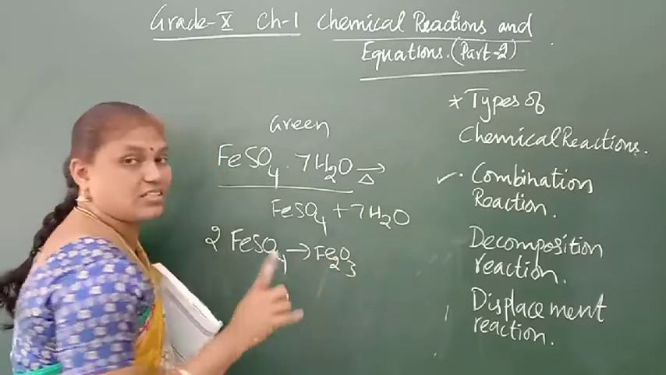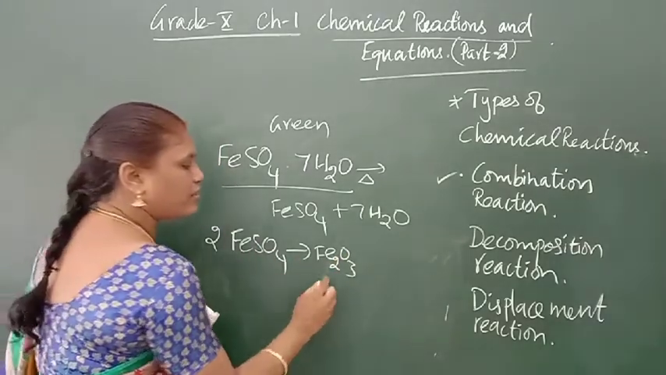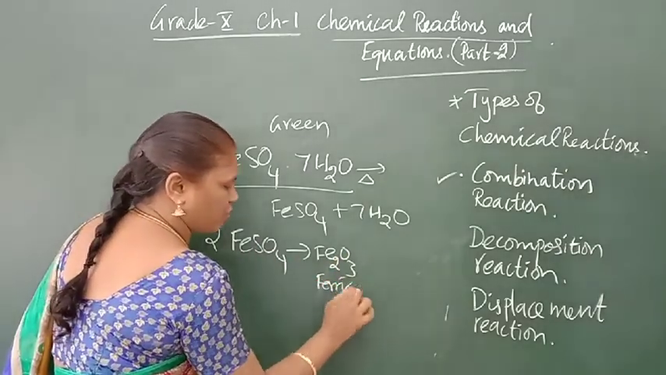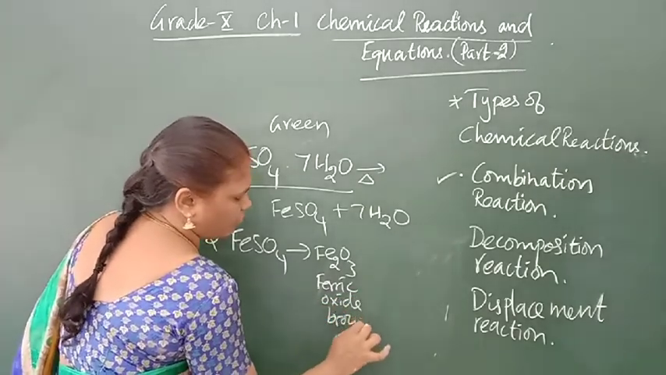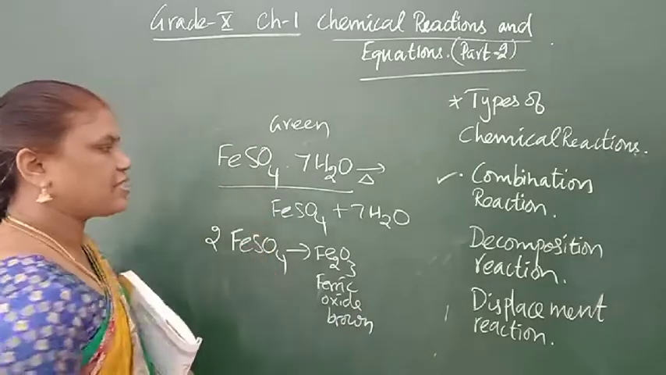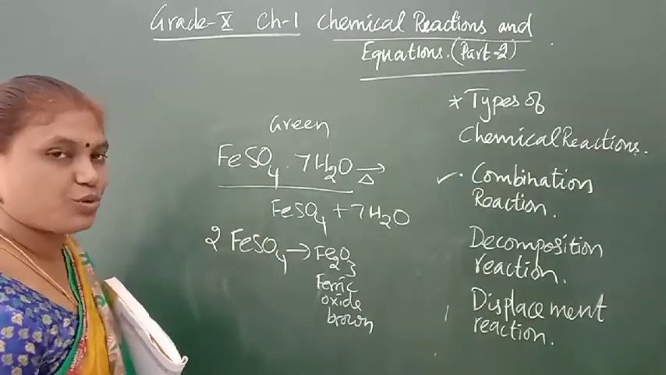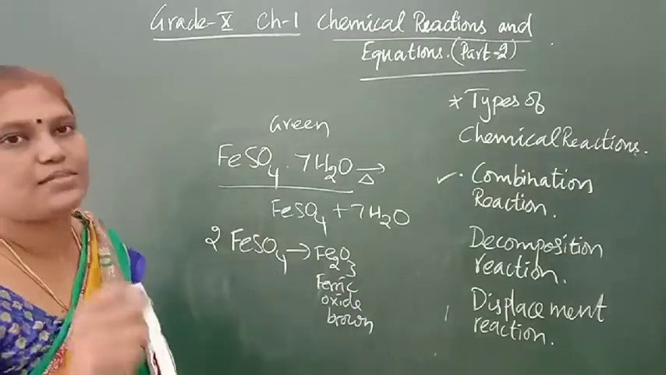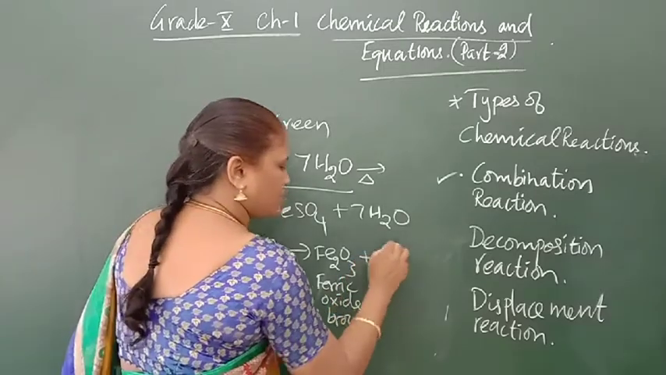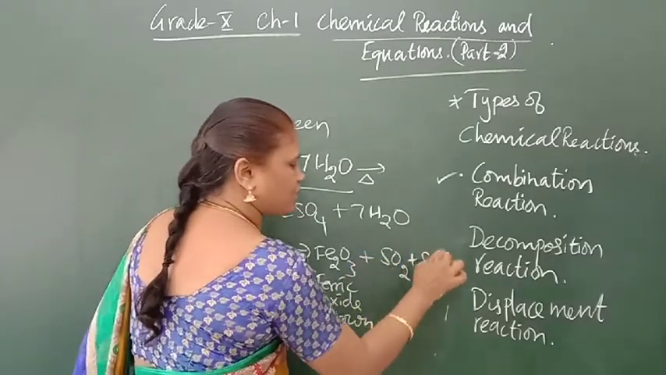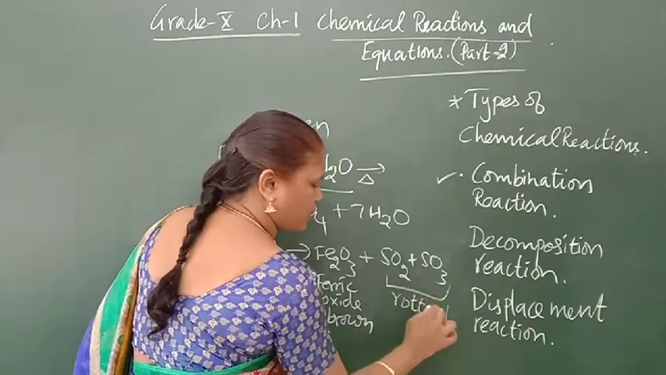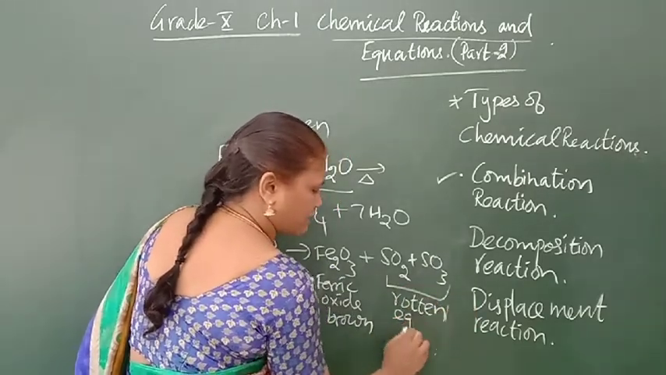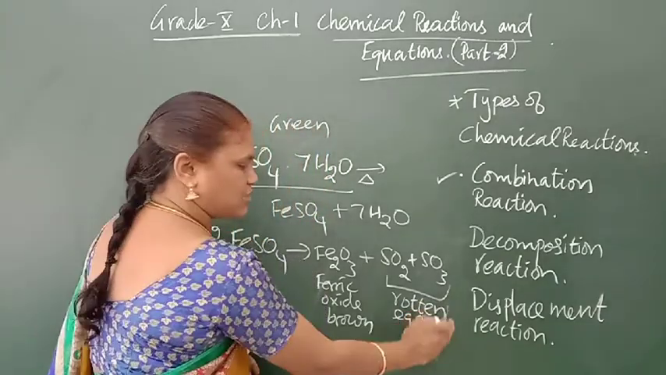Fe2O3. This is not rusting. Actually, this is called ferric oxide. It is brown in color. It turns brown. The question comes: when ferrous sulfate is heated, it turns to what? Ferric oxide, which is brown in color, and it gives sulfur dioxide and sulfur trioxide. These two gases give a rotten egg smell. It gives a bad smell.